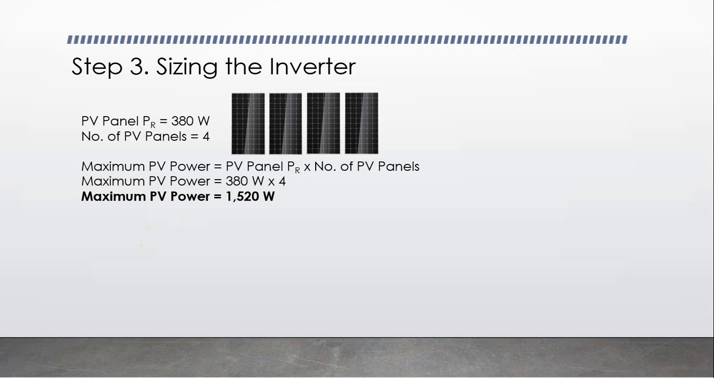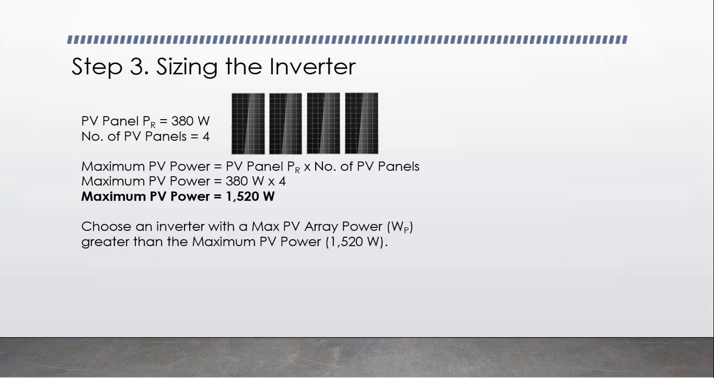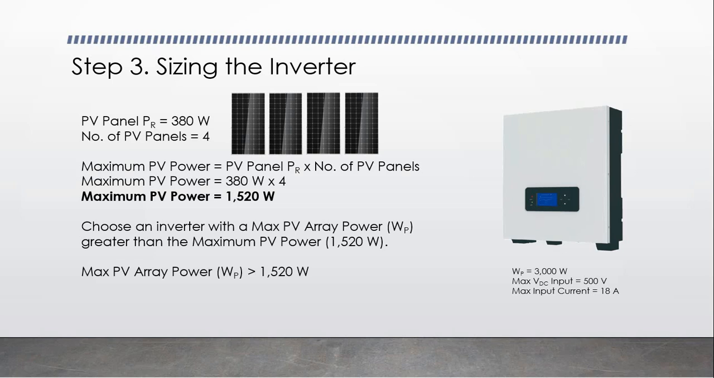Now this is the output of our solar PV array, and this will also be the minimum power rating of our inverter. But since we don't have an inverter rated at exactly this rating, 1520 watts, we will choose the next higher value available. So in this case, we'll choose a hybrid inverter rated at 3000 watts or 3 kilowatts.